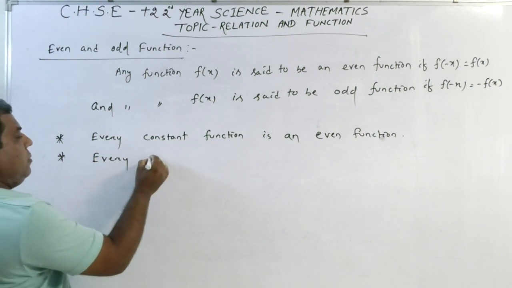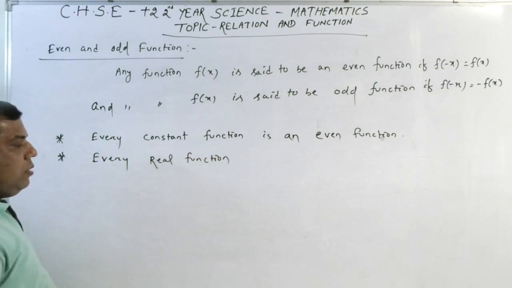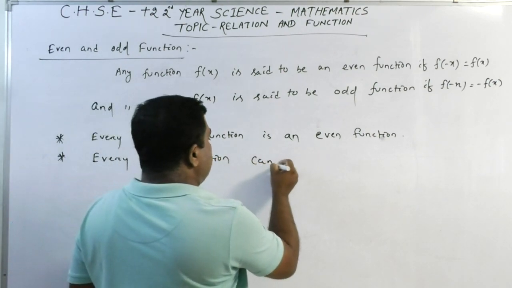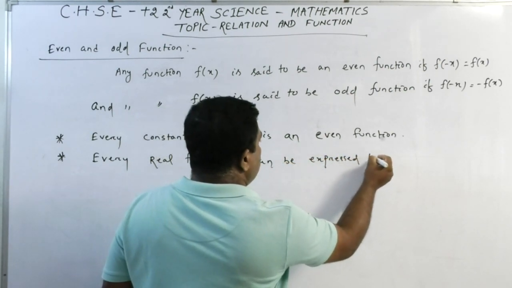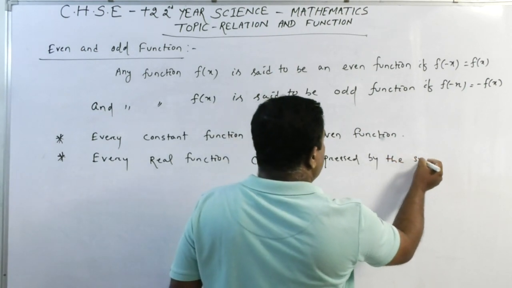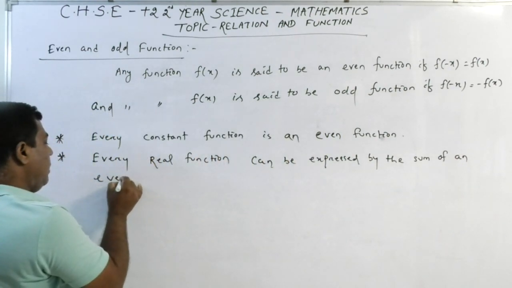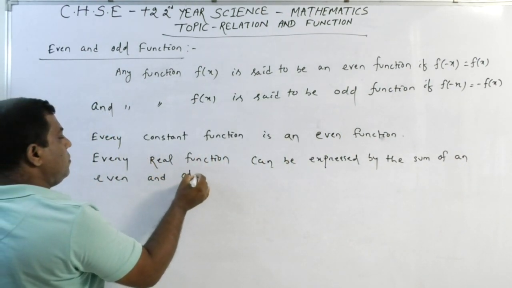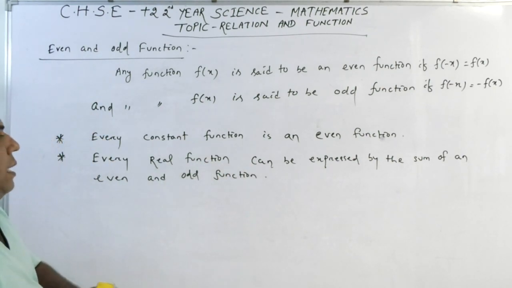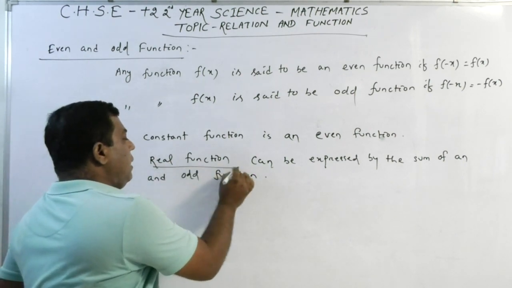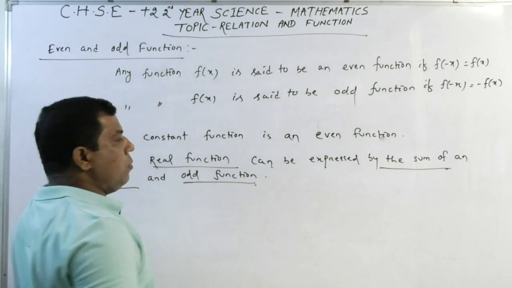Every real function can be expressed by the sum of an even and odd function. This is very important. Every real function can be expressed by the sum of an even and odd function.